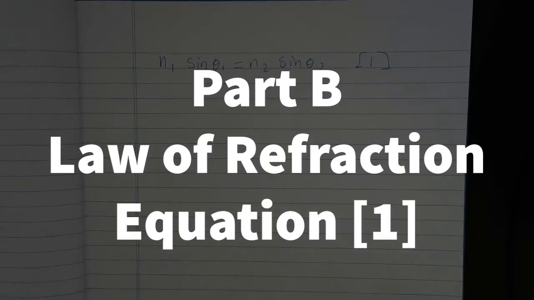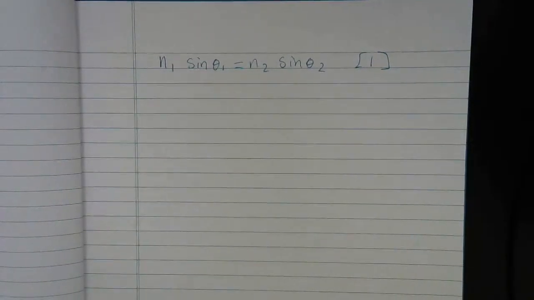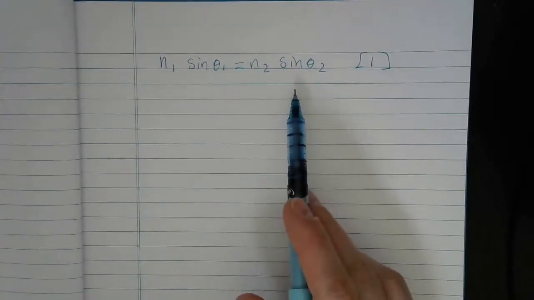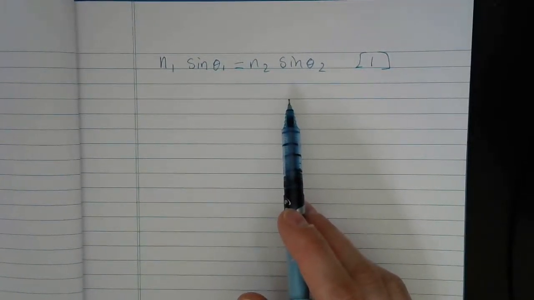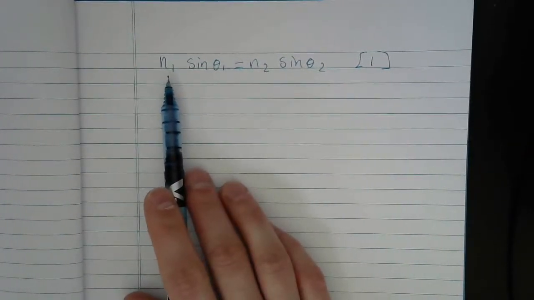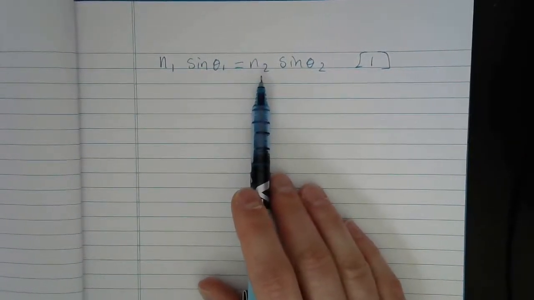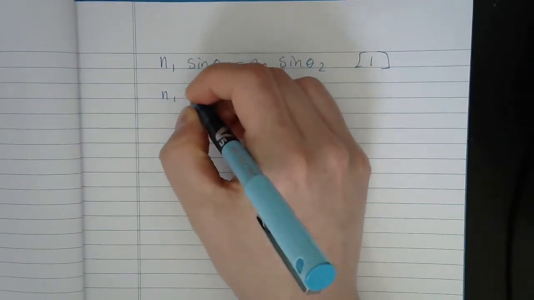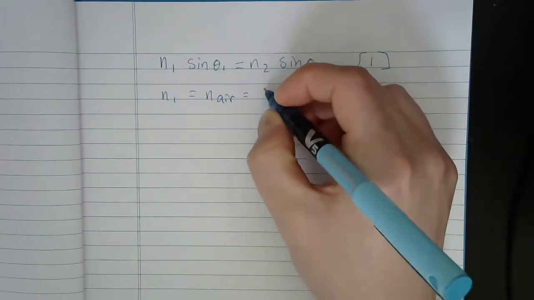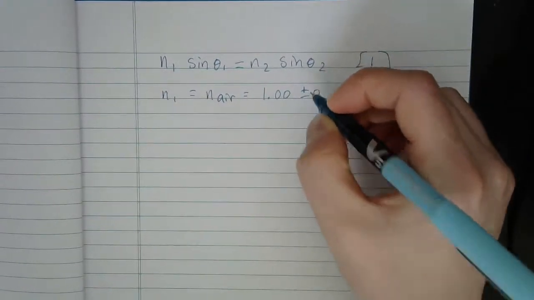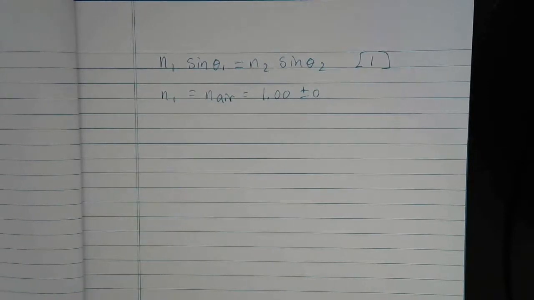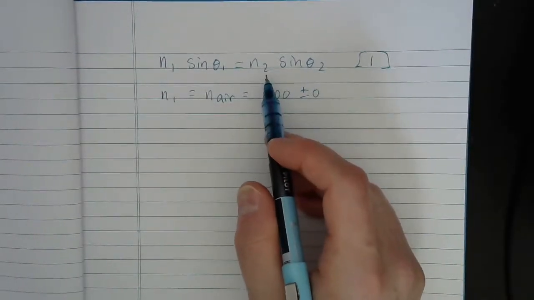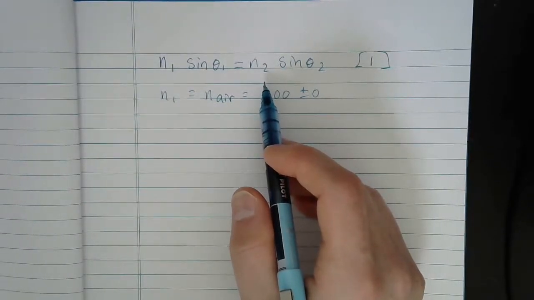Looking at the calculations required for our refraction experiment, we can see that when looking at the law of refraction, we have equation number 1 here. And in our experiment, our N1 is air and our N2 is our block. So we are going to say N1 is air, which is 1.00, and we can take that to be a constant with no uncertainty. So what we want to do is rearrange this equation in order to solve for N2, which is the index of refraction of the block.